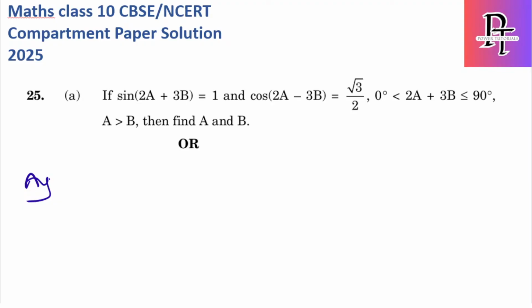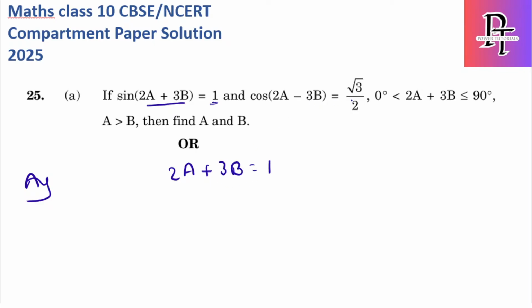Sine of 2A plus 3B is equal to 1 and cos of 2A minus 3B is equal to root 3 by 2. They're saying that 0 is less than or equal to 2A plus 3B less than or equal to 90 degrees. A is greater than B. Find the value of A and B. So sine of 2A plus 3B is equal to 1. They can simply say the sum is less than 90, so this is nothing but equal to 90 because sine 90 is equal to 1. So 2A plus 3B should be equal to 90.